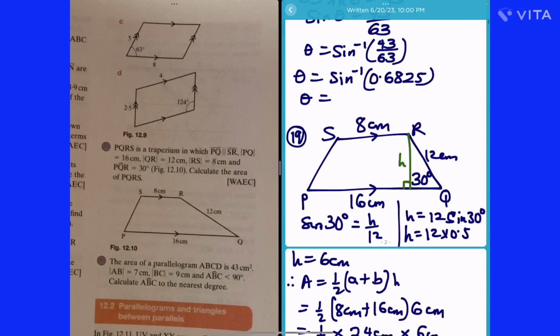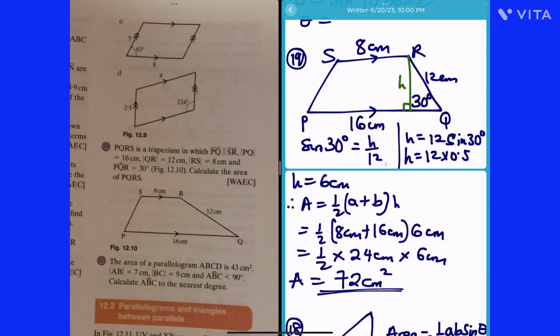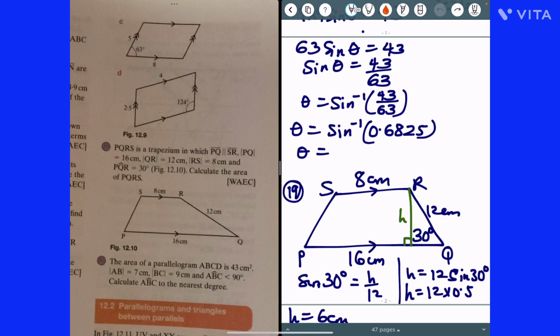Question 19 is equally easy. Calculate the area of PQRS. So this is a trapezium, but we don't have the vertical height of the trapezium. The question says PQR is 30 degrees, that this angle is 30 degrees. So we can use our trig ratio to say sine 30 is what? The h is the opposite. Sine 30 is opposite over hypotenuse, since this is a right angle triangle.